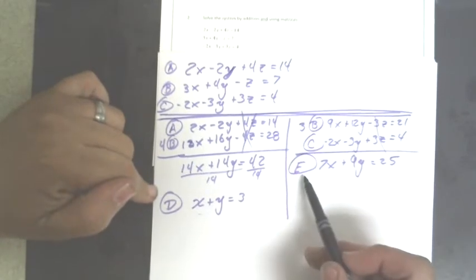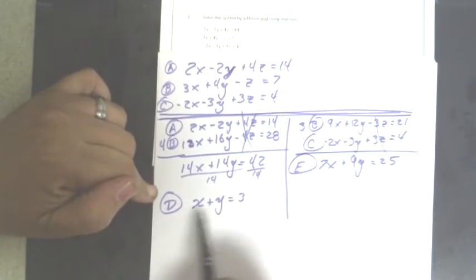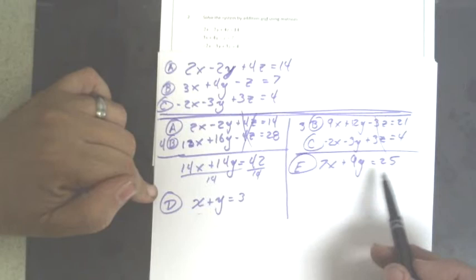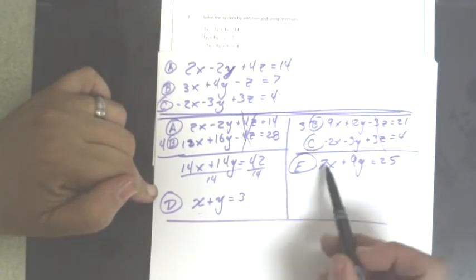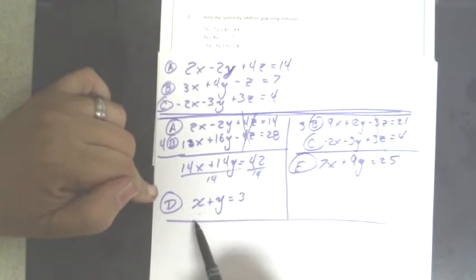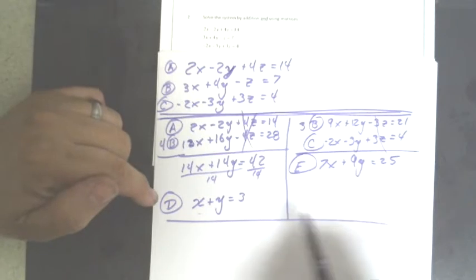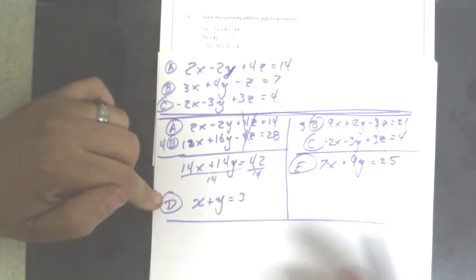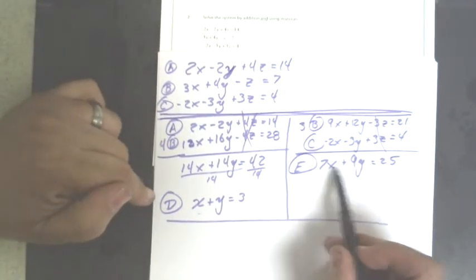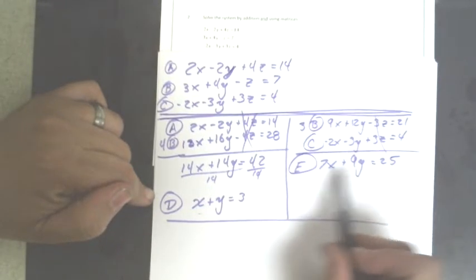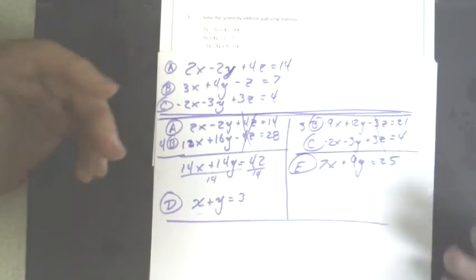So D and E both have x and y's. I have 2 equations, both with x's and y's. We can solve this new system, DE. We could use substitution if you really wanted to, but since we're doing kind of the addition method style, let's take D and multiply D by either negative 7 or negative 9, depending on which variable you want to get rid of. Again, it's up to you now.